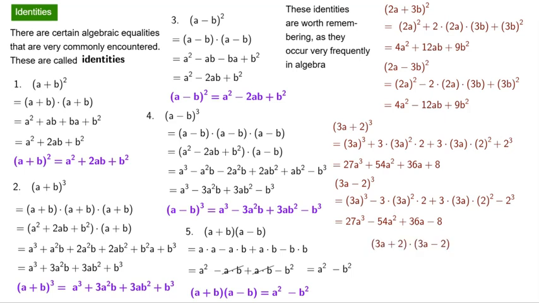Okay, the last one. 3A plus 2 times 3A minus 2. So this is A plus B times A minus B. So the square of the first term minus the square of the second term. So 3A square minus 2 square, which gives us 9A square minus 4. So that was identities.